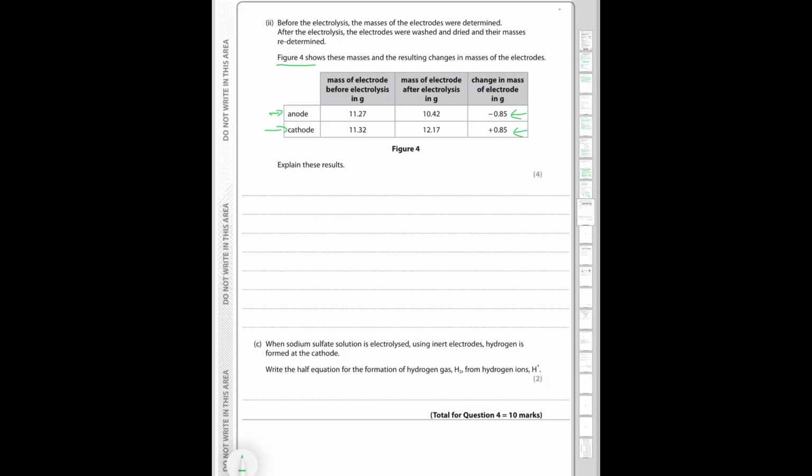So we could say at the anode, the copper atoms become copper ions and they lose two electrons. And we could write that as an equation as a copper atom becoming a copper ion plus two electrons. And then at the cathode, we can say that the copper ions become copper atoms and gain two electrons. And we could write that as an equation as the Cu2+ plus two electrons becoming the copper atom.